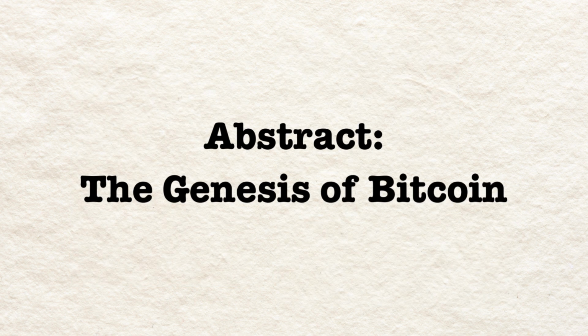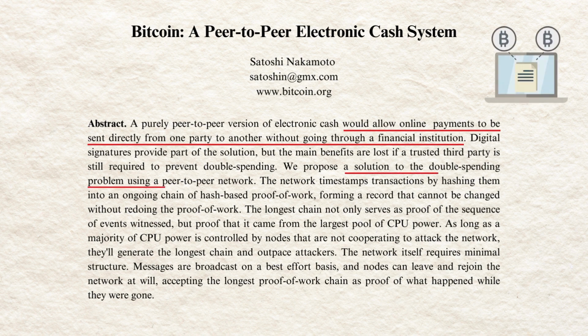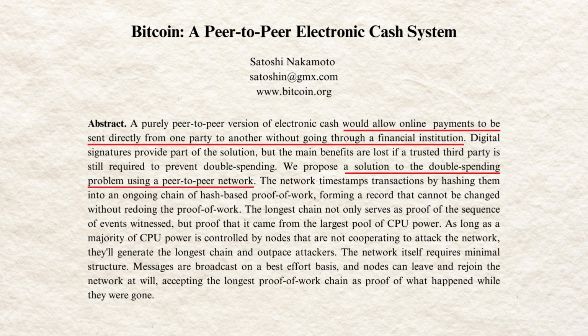Abstract: the genesis of Bitcoin. This abstract of the Bitcoin white paper captures the essence of why Bitcoin was created: to provide a solution to the centralization in the financial system exacerbated by the reliance on third parties for electronic transactions. This section highlights the issue of double spending, where a single digital token can be spent twice. Bitcoin addresses this through an innovative consensus mechanism, which later sections of the white paper elaborate on.